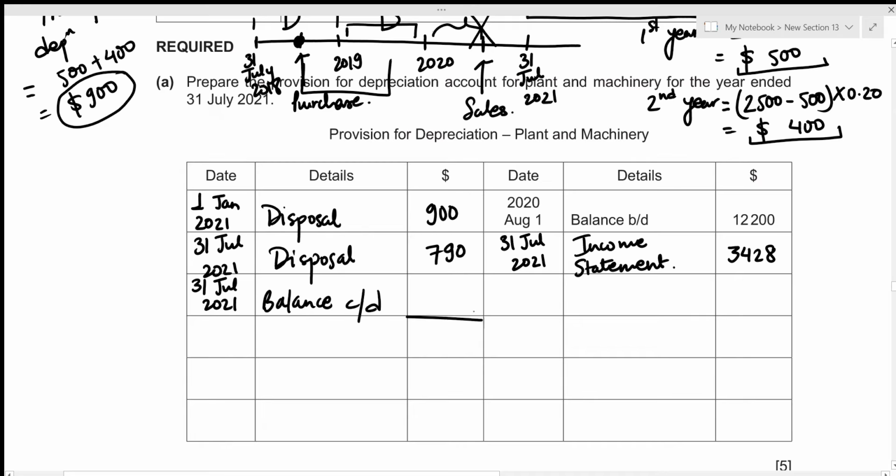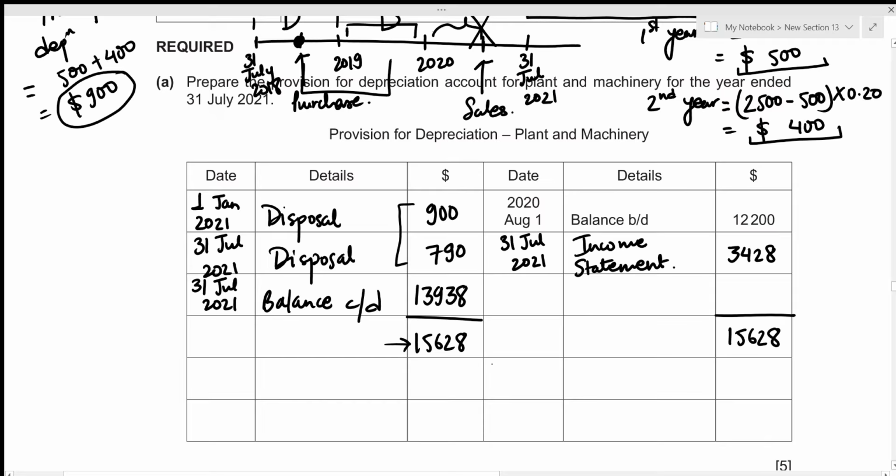In order to figure this out, we first need to total the credit side, which is going to be 12,200 plus 3,428, which gives our total to be 15,628. So this total must be the same for debit side as well. Now the closing balance acts as a balancing figure, and whenever we're trying to figure out the balancing figure, we subtract all of these amounts from the total. So in this case, that's going to be 15,628 minus 900 minus 790, which gives our closing balance to be 13,938.